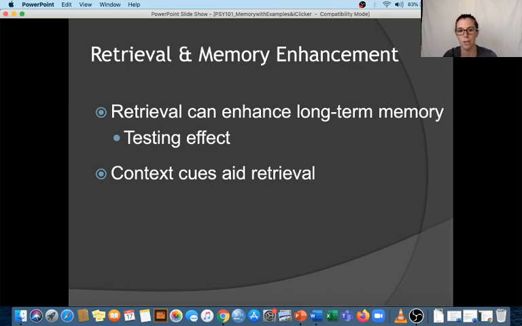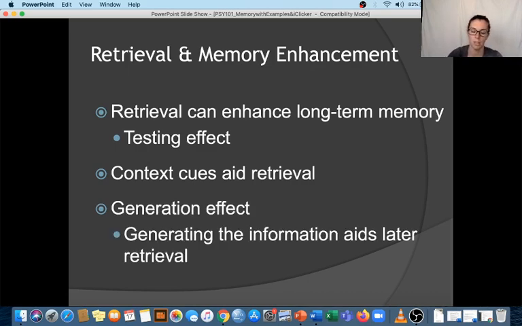So context cues aid in retrieval. Basically, where you study, you should try to be in a similar environment to how you're going to take a test. You don't want to study in a noisy environment if you're going to be going into a completely quiet environment for test taking. And generation effect, that says that generating the information aids in later retrieval.